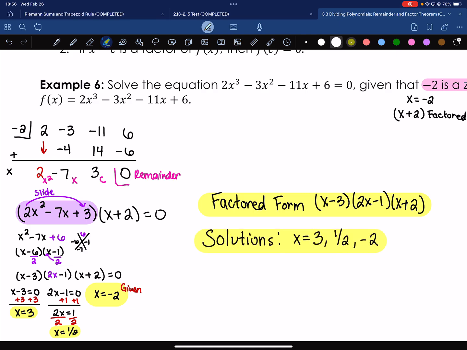So this process is going to be used a lot on Monday. The only difference is you won't be given that starting 0. You will have to find that first 0 and then go through the guess and check process to find the other zeros. Okay, but that is it for 3.3.